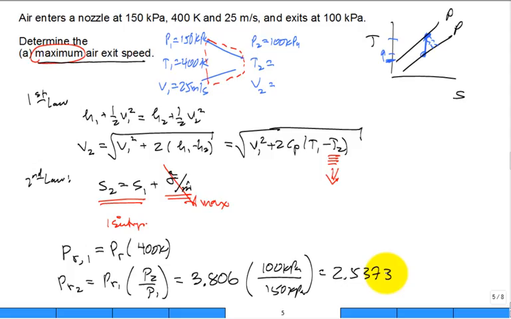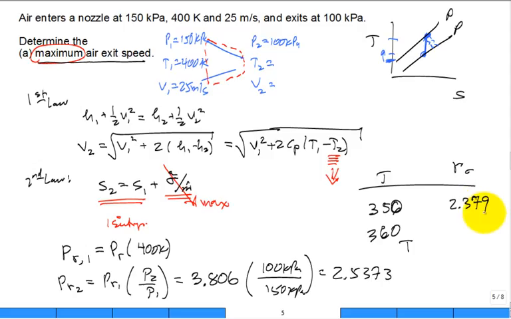Now you go back to the air tables and ask where to find P sub R2 in the air table. You'll probably have to interpolate. The temperature is between 350 and 360, is that what you said? What was the P sub R at 350? 2.379. And at 360? 2.626.